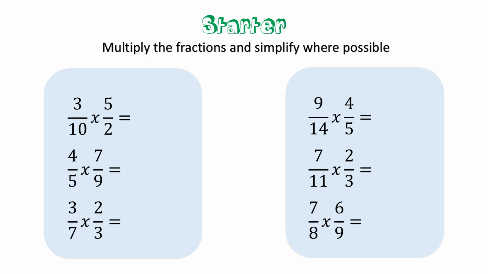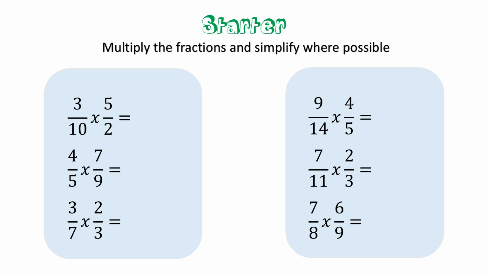So to multiply a fraction, it's fairly simple. We multiply the denominator by the denominator, that's the bottom number by the bottom number, and the numerator by the numerator, that's the top number by the top number. So the denominator by the denominator and the numerator by the numerator.